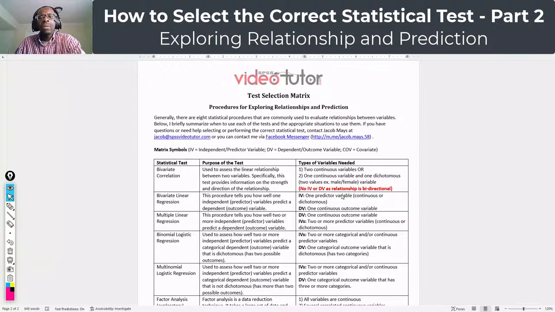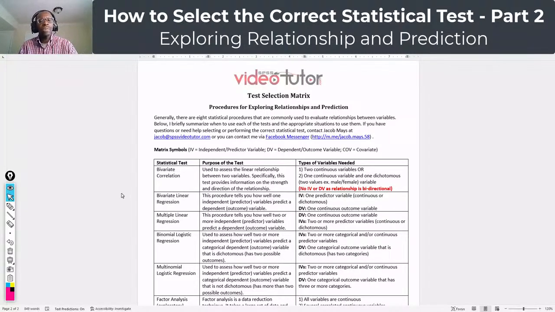Now, with the bivariate correlation, there is no independent or dependent variable. Independent variable means that there's a variable affecting another variable, the dependent variable. With the bivariate correlation, there is a mutual impact. There is no one variable affecting another variable. The impact is mutual. So we don't say that there's an independent or dependent variable because the relationship is bidirectional. So that's very important.